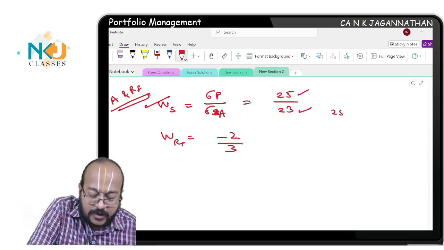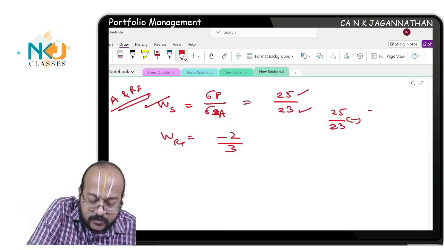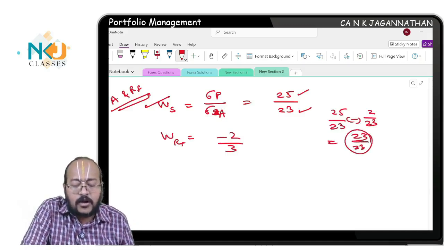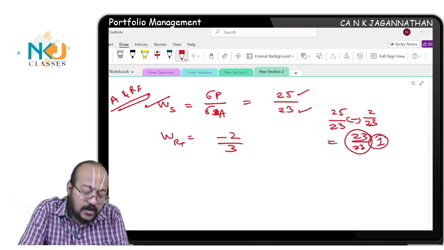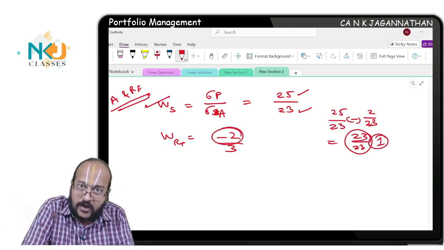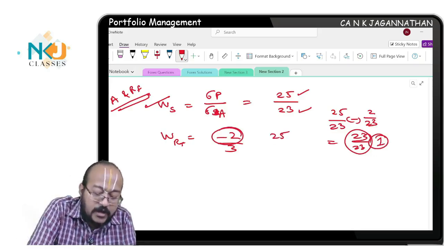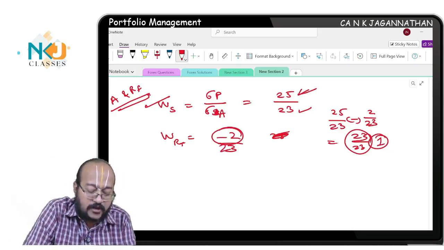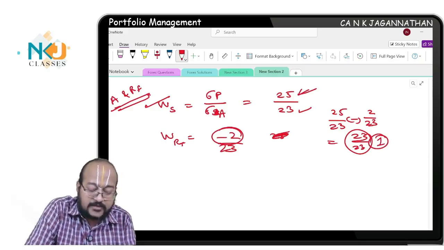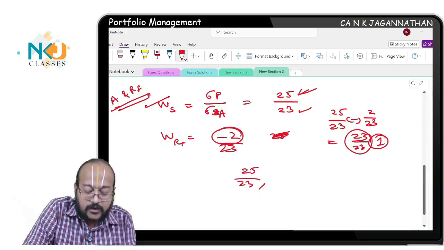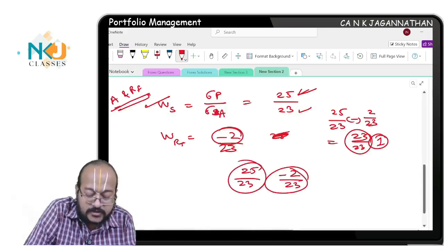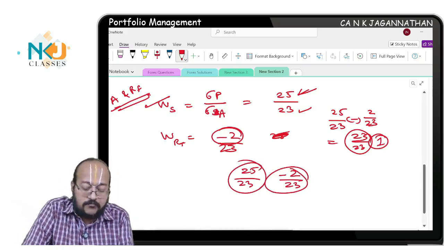Are you all understanding? 25 by 23 minus 2 by 23 will give you 23 by 23, or 1, which means 23 rupees you have in hand, 2 rupees you borrow, and invest 25 in the risky asset. The 2 rupees borrowing will be there, so 2 by 23 will be the weightage of RF. Are you all understanding? So the weight of the risky asset will be 25 by 23. The weight of RF will be minus 2 by 23. Are you all understanding this weightage? Okay, now if you combine, 25 minus 2 is 23 by 23, which will be 1.